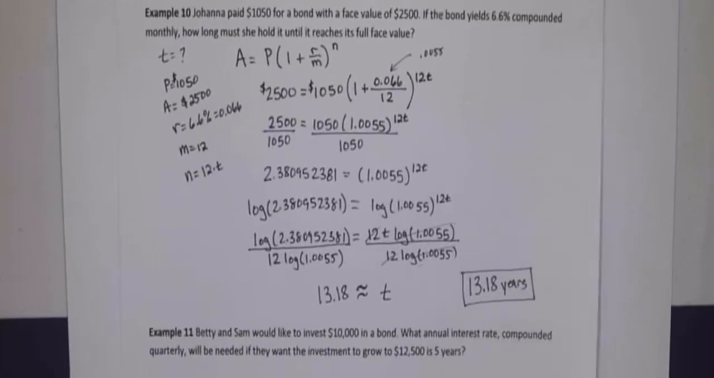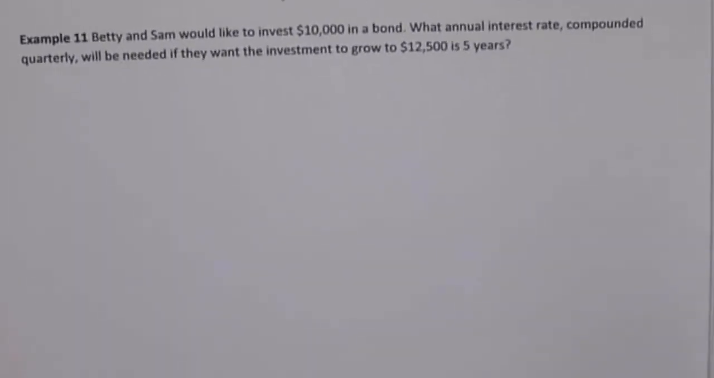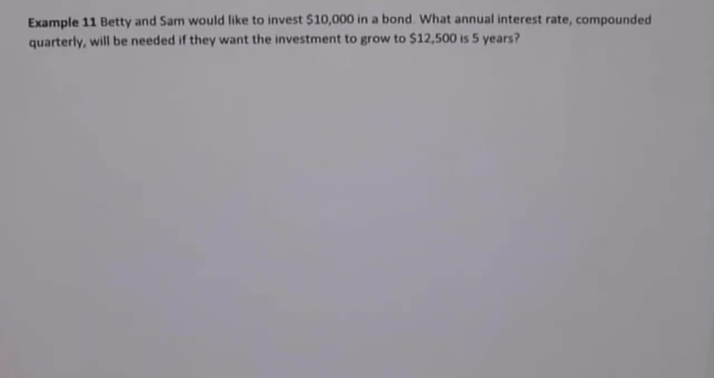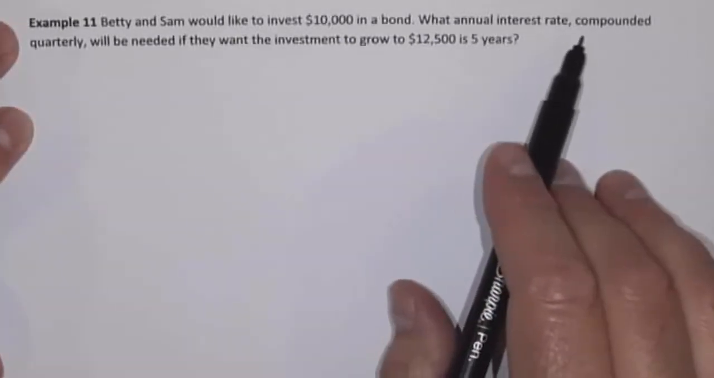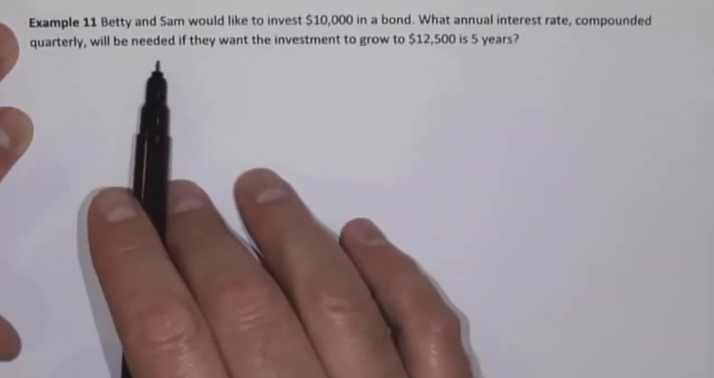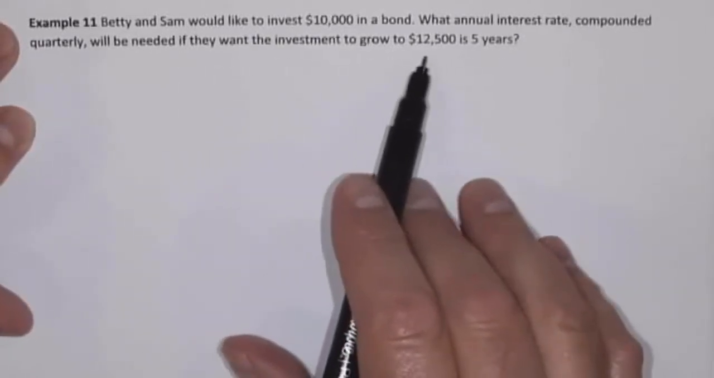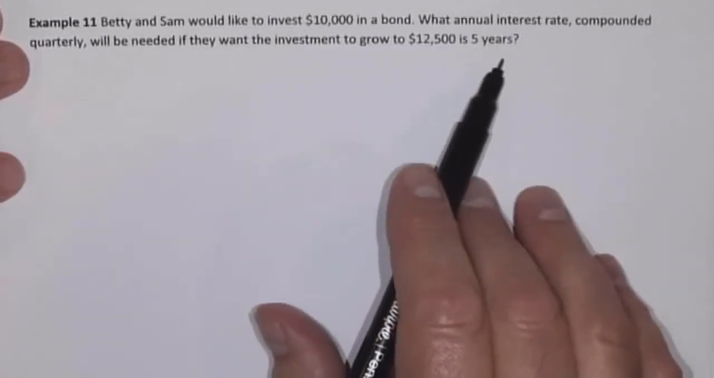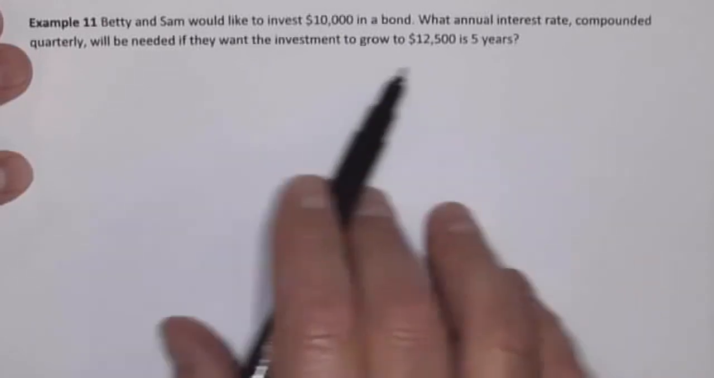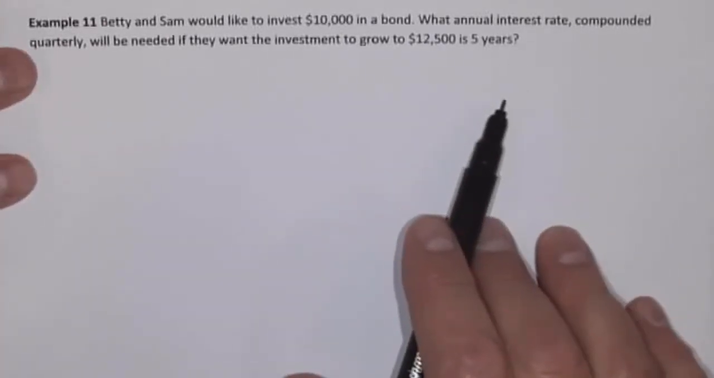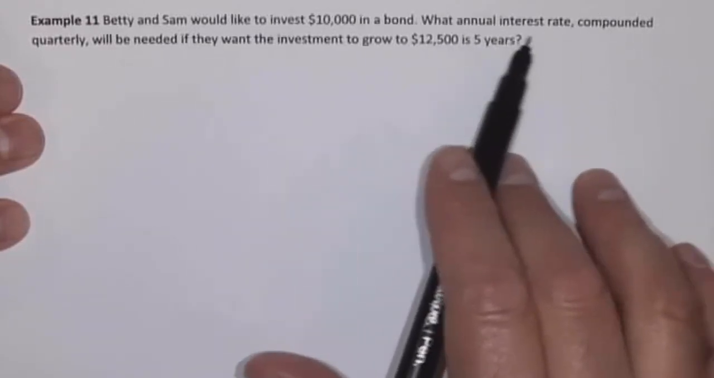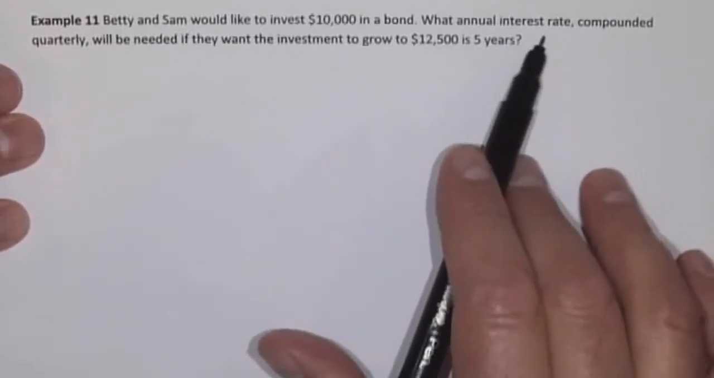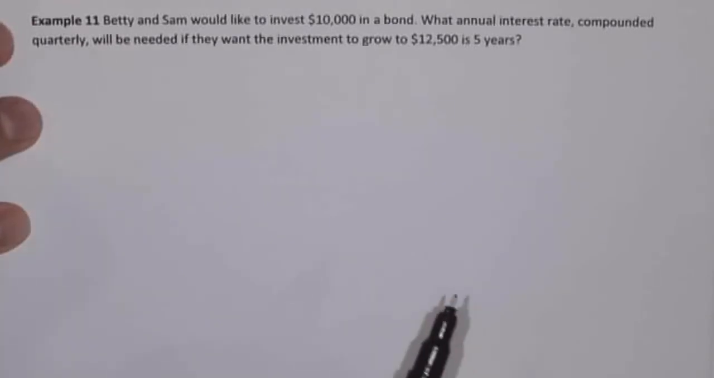One last question for this section. Look at example 11. Sam and Betty would like to invest $10,000 in a bond. What annual interest rate compounded quarterly will be needed if they want the investment to grow to $12,500 in 5 years? So this problem's very similar to the previous one, except in this case, the question is, what's the annual interest rate? So in this case, we've got to figure out what's the rate.